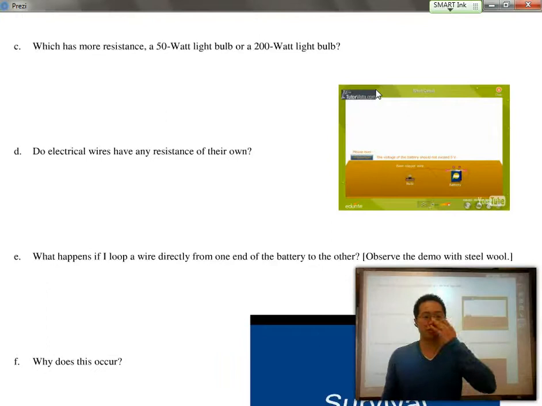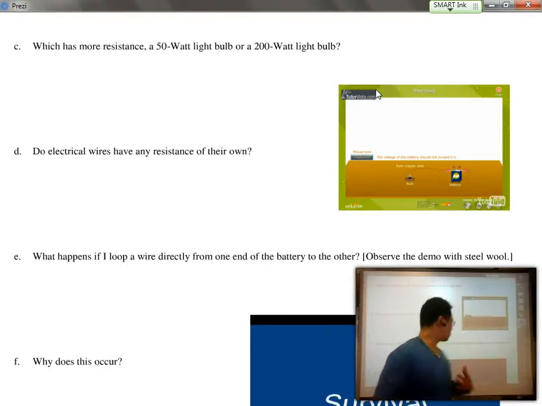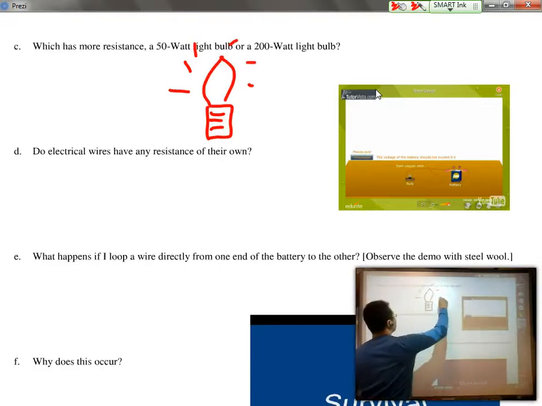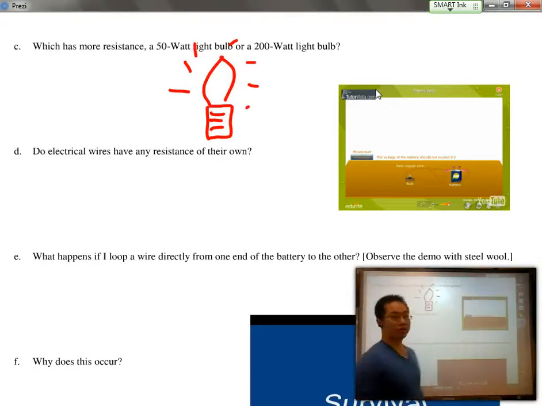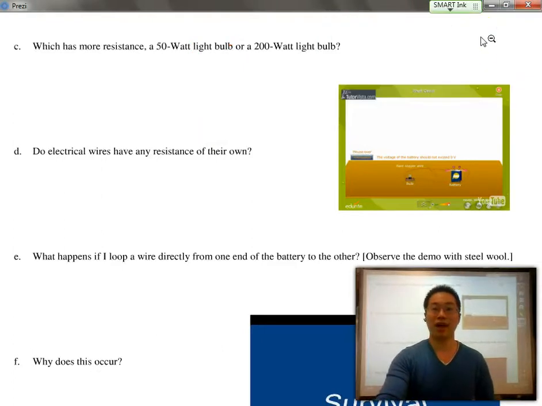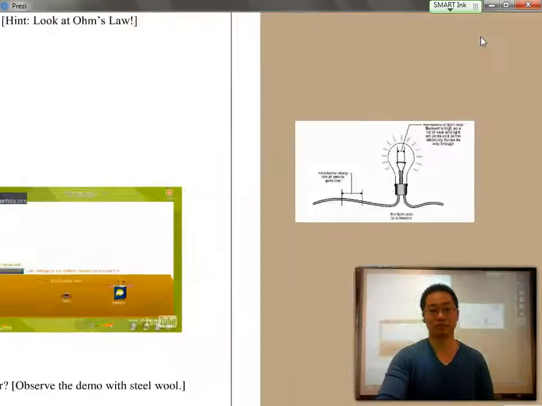So what has more resistance, a 50-watt light bulb or a 200-watt light bulb, when we think about this? Now remember, a light bulb, in terms of brightness, think about which light bulb is brighter, which is of course the 200-watt light bulb. Now, which one should have more resistance?